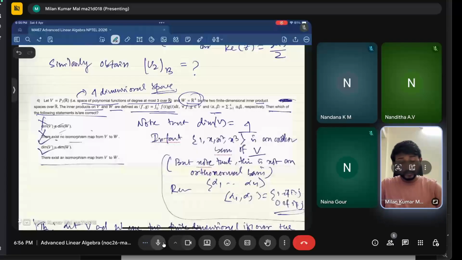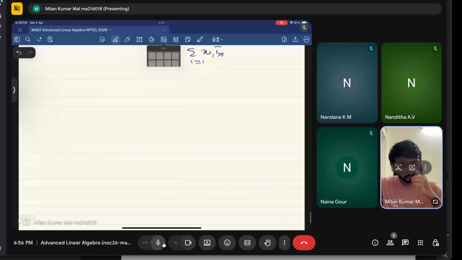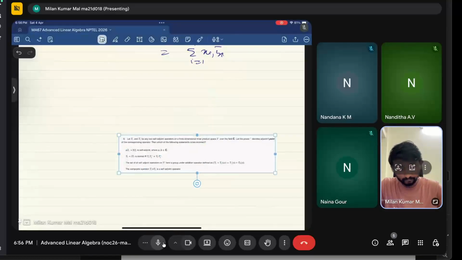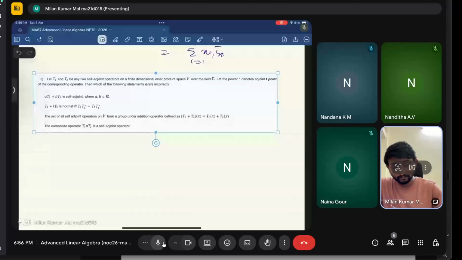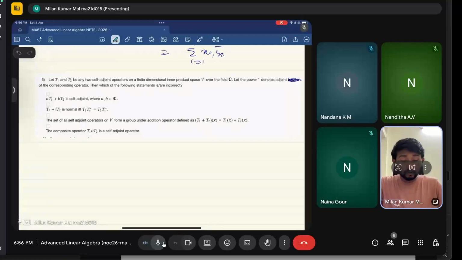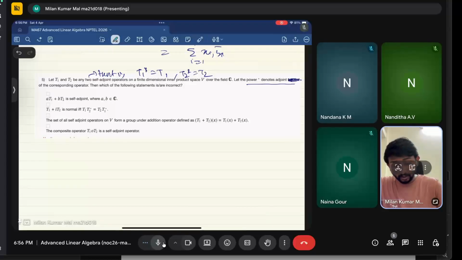Okay, so let's go into the next problem. Let T1, T2 be two self-adjoint operators on a finite dimensional inner product space V over the field C. That means T1 star equals T1 and T2 star equals T2. This is a self-adjoint operator. Let the power star denote the adjoint of the corresponding operator. Then which of the following statements is incorrect?